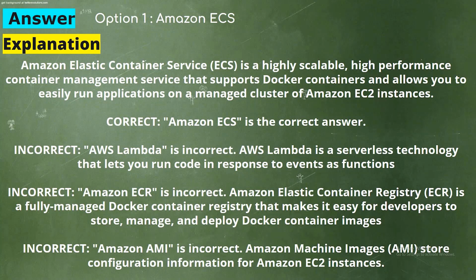Amazon Elastic Container Registry, ECR, is a fully managed Docker container registry that makes it easy for developers to store, manage, and deploy Docker container images. Incorrect, Amazon AMI is incorrect. Amazon Machine Images, AMI, store configuration information for Amazon EC2 instances.